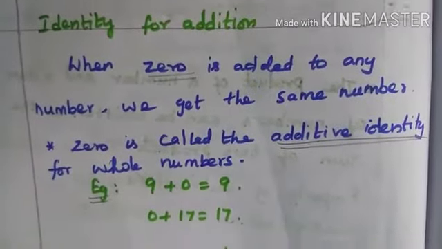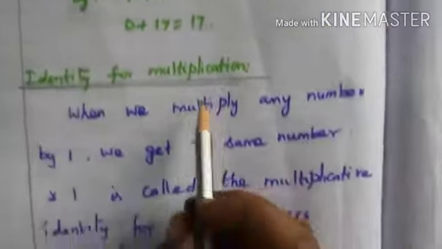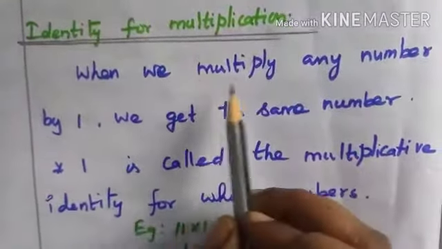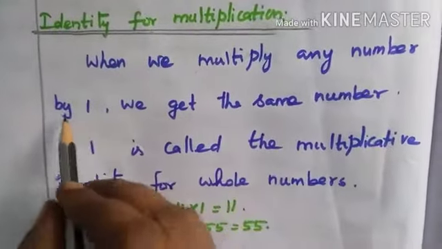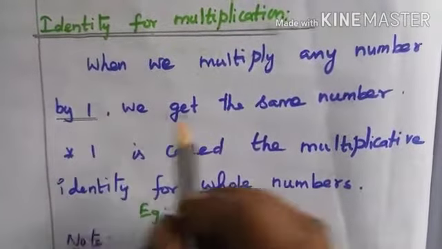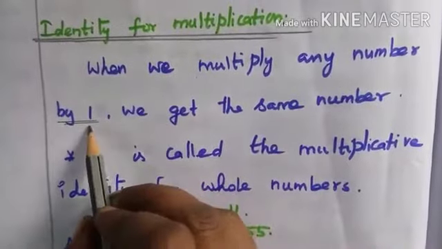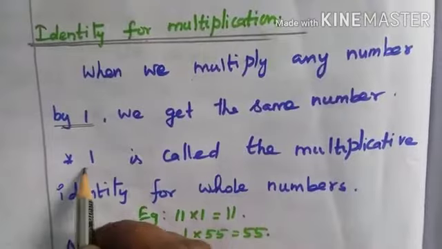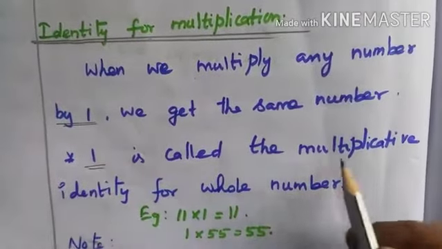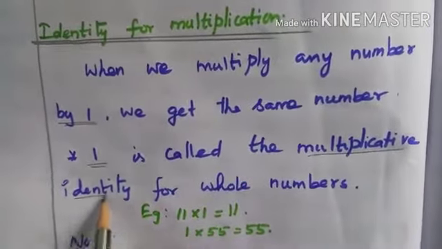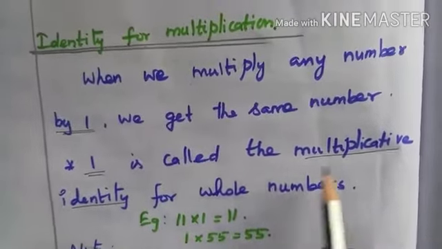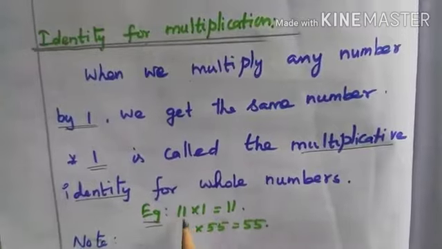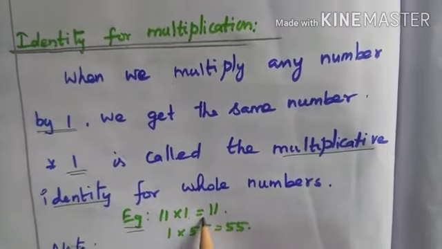Next you see identity for multiplication. When we multiply any number by 1, we get the same number. Therefore, 1 is called the multiplicative identity. 1 is called the multiplicative identity for whole numbers. Example, 11 into 1 equals 11.